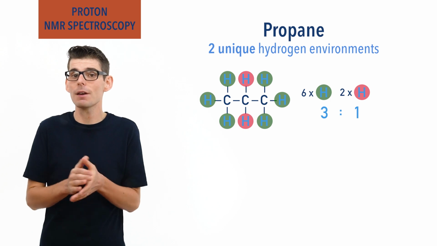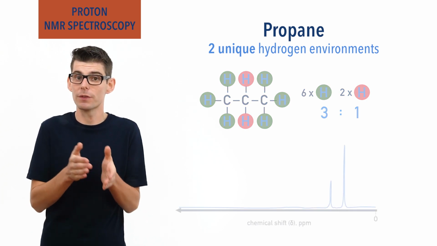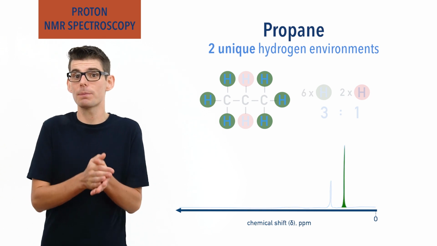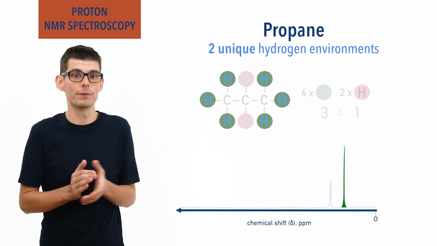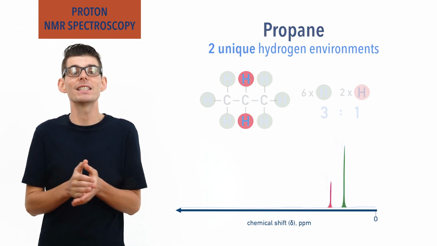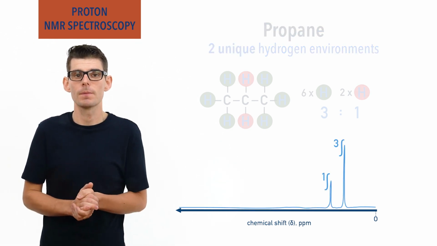This means the area under the peak in a spectra for the first environment will be 3 times bigger than the area under the peak in the spectra for the second environment. These ratios are sometimes shown on spectras as integration ratios.